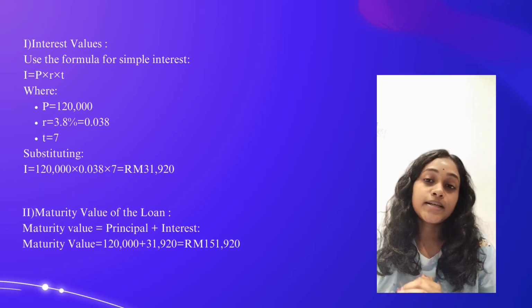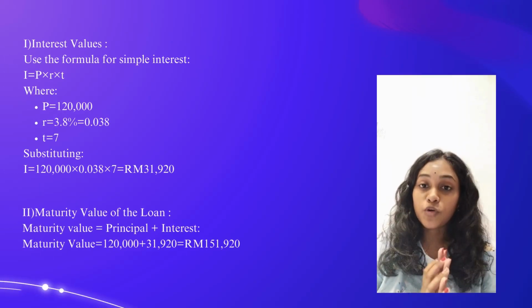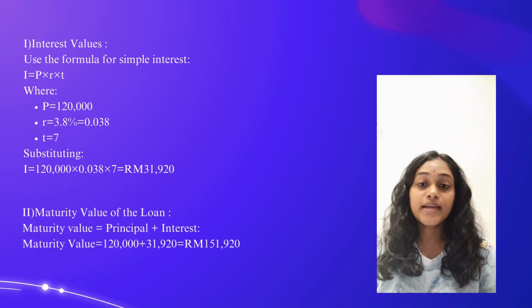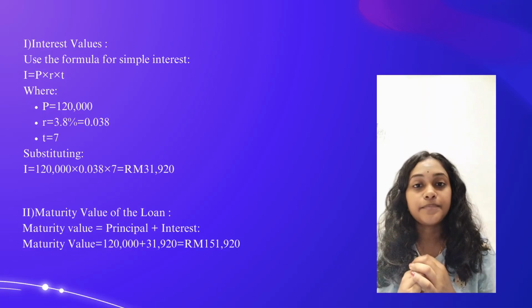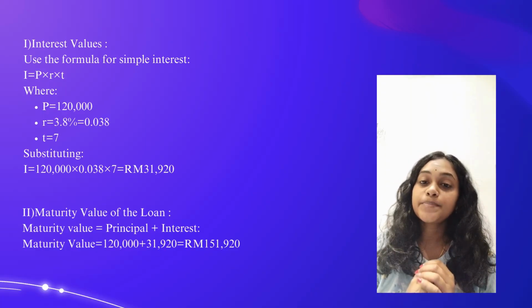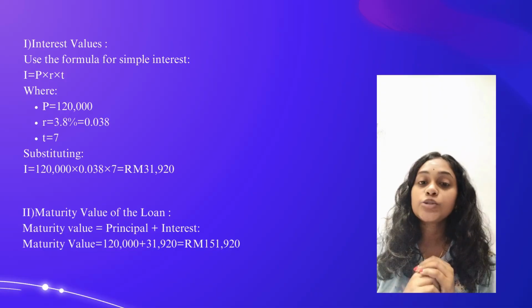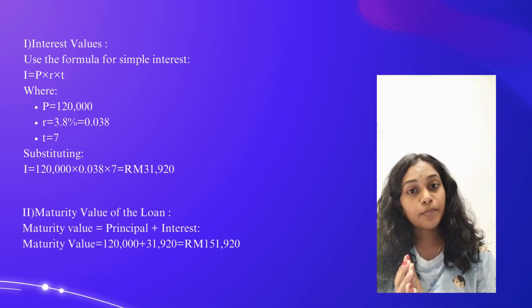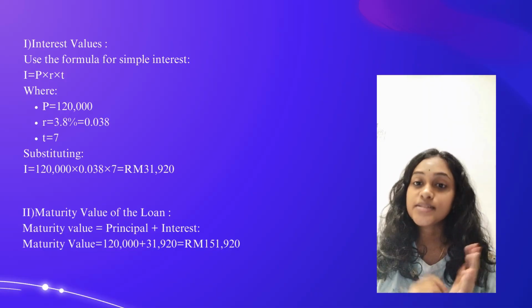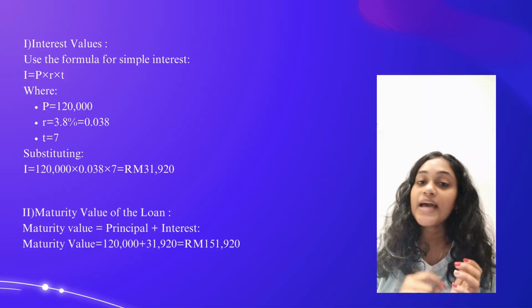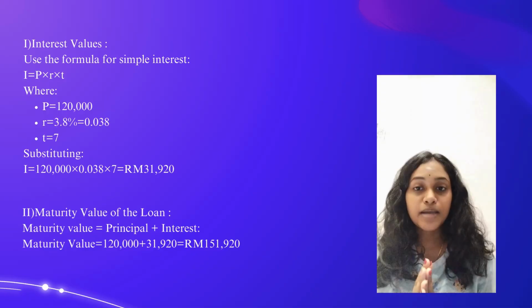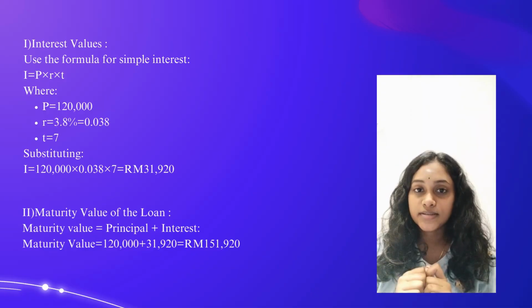Let's start with calculating the interest. We use the formula for simple interest, that is I equals P times R times T, where P is the principal amount, which is 120,000. R is the annual interest rate, that is 3.8% or 0.038 as a decimal. T is the time period, which is 7 years.